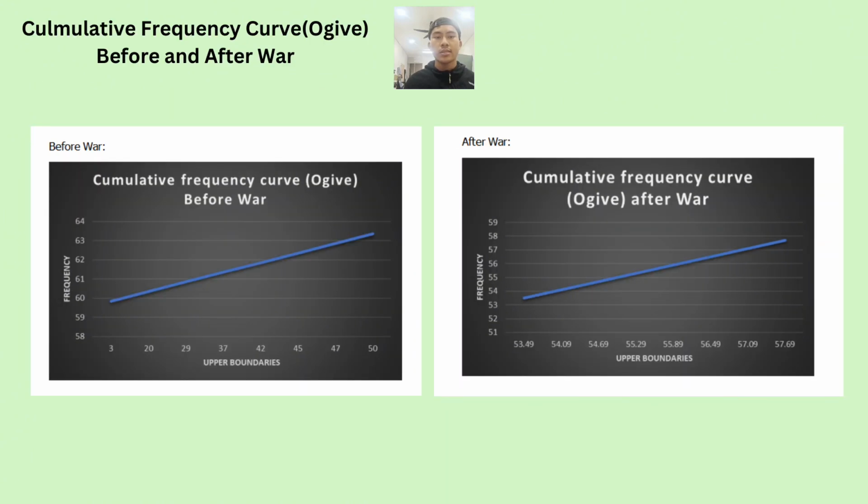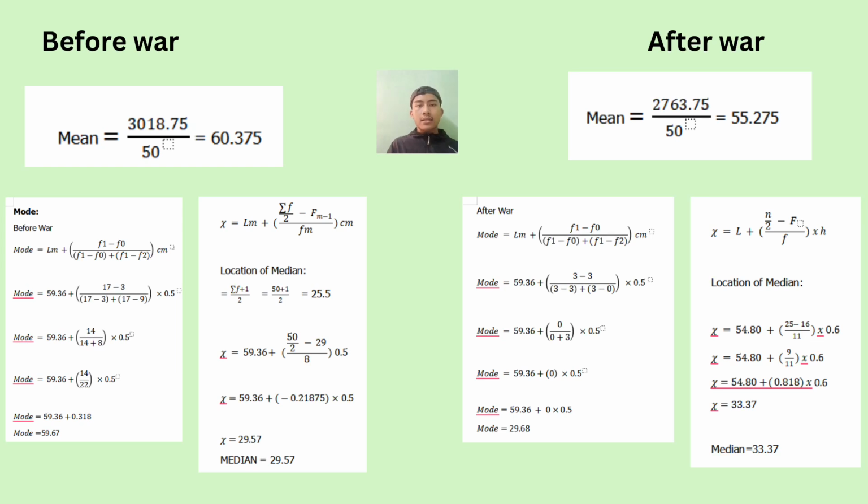This cumulative frequency curve, or ogive, illustrates the overall distribution of Coca-Cola stock price before and after the war. This steep rise in the post-war ogive around the $55 range suggests that the majority of stock prices were concentrated at lower level after the war. Next, statistical analysis. Mean, mode, and median. In our analysis, we compute the mean, mode, and median for both pre- and post-war stock price.